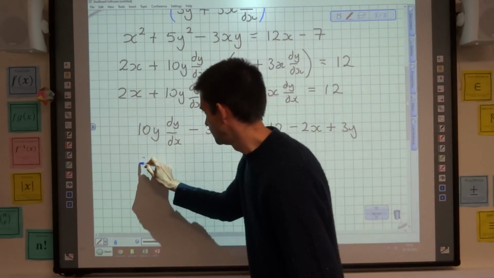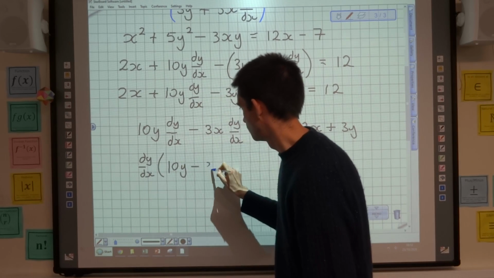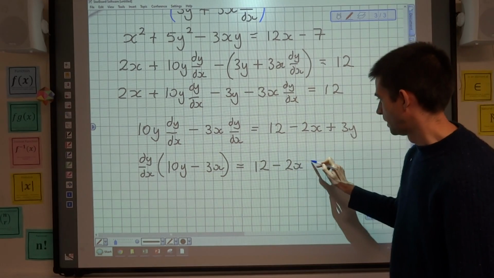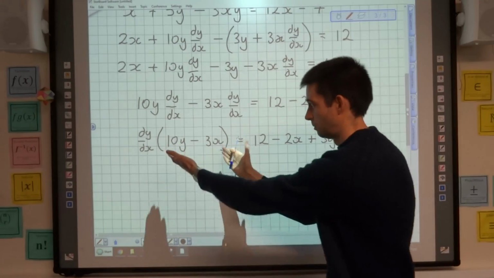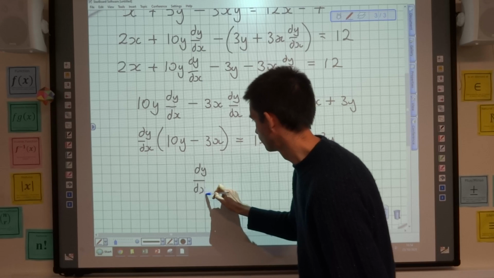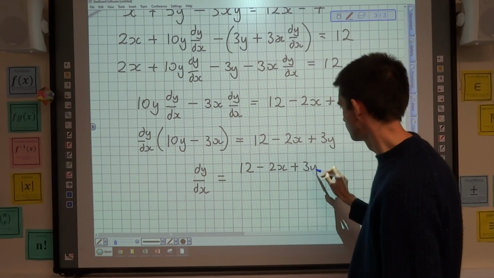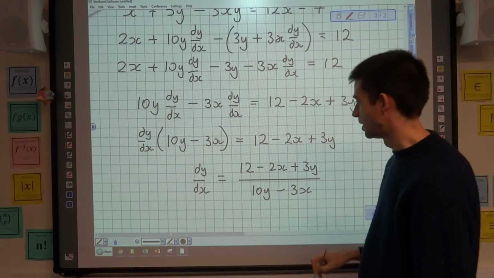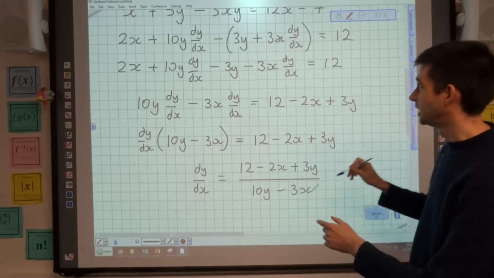This should be looking familiar now to you. Factorise out dy dx on the left hand side, which gives me 10y minus 3x inside my bracket. That is equal to 12 minus 2x plus 3y. And then finally, to get my expression for dy dx, I'm just going to divide by this bracket. So dy by dx equals 12 minus 2x plus 3y all over 10y minus 3x.